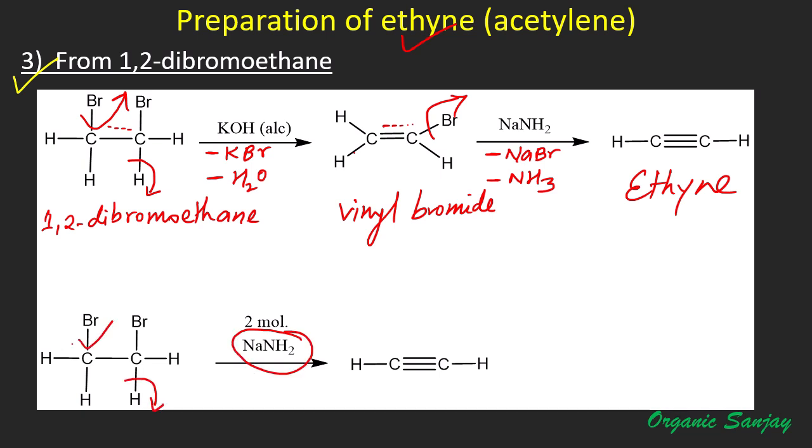A hydrogen atom and a bromine atom will be eliminated from the molecule, and one new bond will be formed here. With the next sodium amide, another bromine and another hydrogen will be eliminated, and again one new bond will be formed, as in the above reaction steps. So instead of using KOH and then NaNH2, we can directly use sodium amide. In this way also we can obtain ethyne.